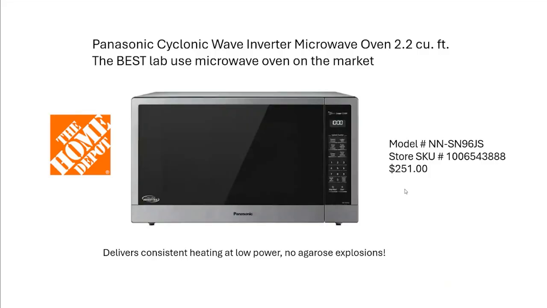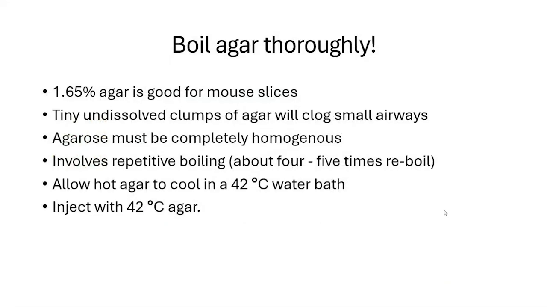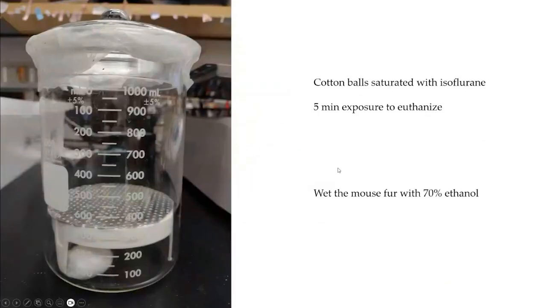So we will then take our mouse. We brought it up in a cage, and here I have my notes about boiling the agar. I've already spoken about that. We will put our mouse in this bell jar, and it's very simple. Just take a 1,000 ml beaker, find a lid, and create a nice platform for the mouse, and you just drop your mouse inside.